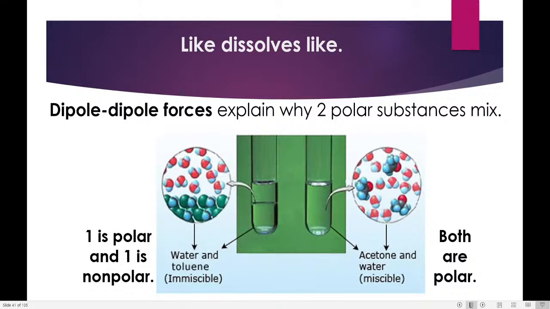Okay, so one last little detail here. Dipole-dipole forces help us to understand why 2 things mix. So if you remember the other day, I was showing you water and red food coloring, and we said that those mix because they're both polar. Now you can understand that if they're both polar, they're going to form dipole-dipole forces, and that's what draws them together. If one is nonpolar, then they wouldn't be able to form the dipole-dipole forces, and that's why they're not going to mix. That's why oil doesn't mix with water.